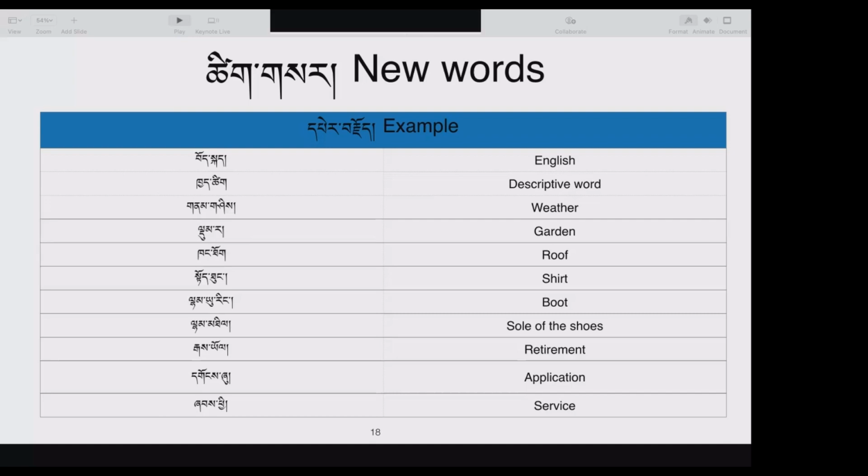So tham yuring. Tham til, sole of the shoes. Geyul means retirement. Gongshu means application. Shabchi means service.